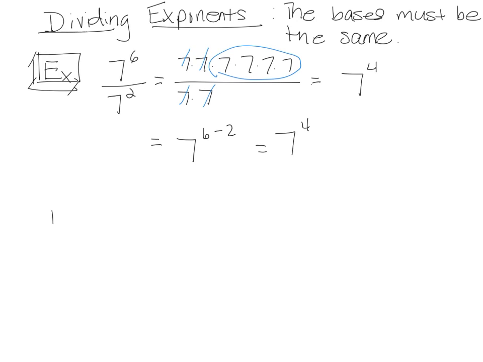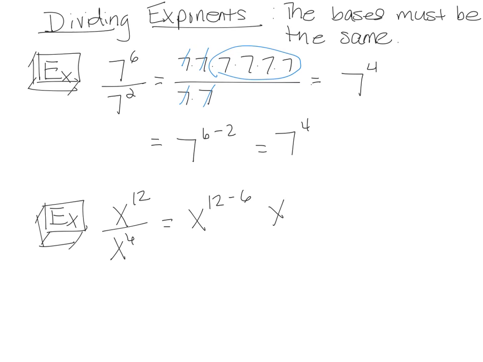We're going to use a variable this time, just to show you that it's the same no matter what, as long as your bases are the same. So you have x to the 12th power over x to the 4th power. So I want you to show it the other way, not the expanded form, but the exponential form. X to the 12th minus 6, and then that equals x to the 6th power.